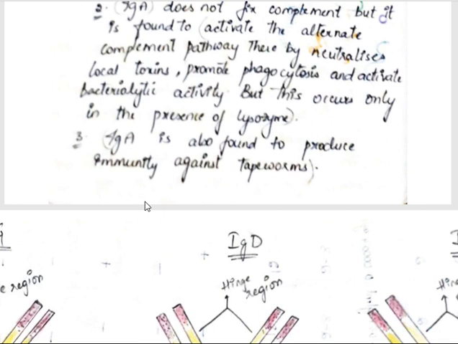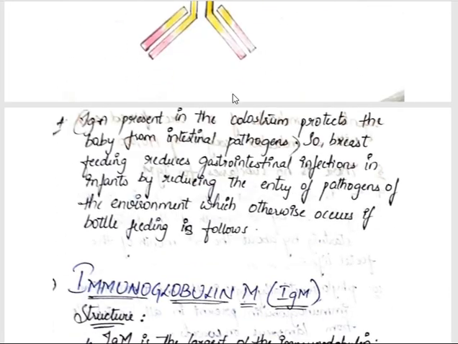As we classified the serum and secretory IgA, obviously this is going to be present in the secretions of mother's milk. So this IgA is going to protect the baby that receives it through breastfeeding, reducing gastrointestinal infections in infants by reducing the entry of pathogens from the environment, which otherwise occurs with bottle feeding. So that's the difference between the bottle feeding baby and the breastfeeding baby: the presence of these IgA immunoglobulins.